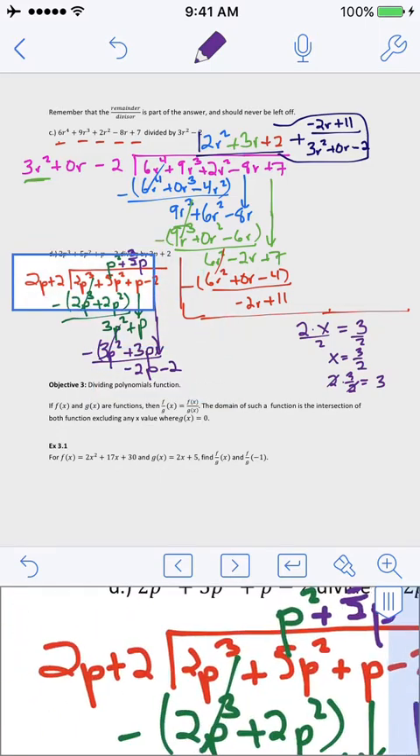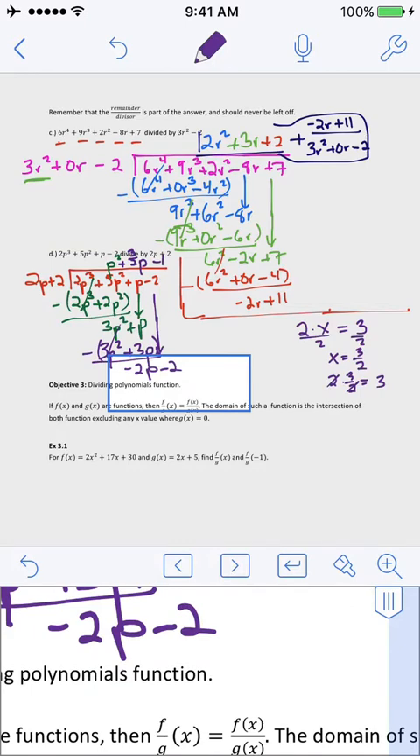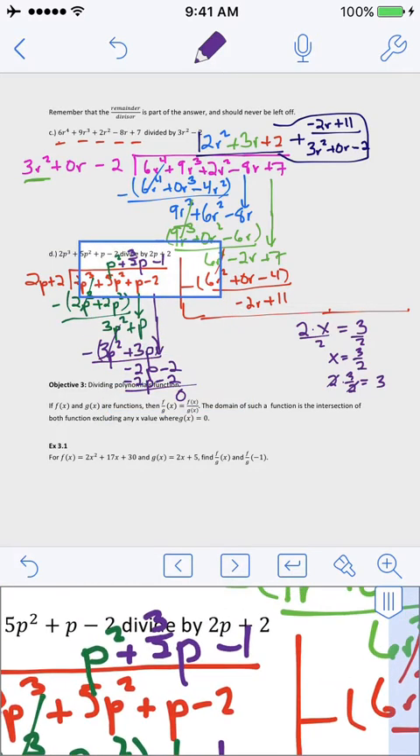Last but not least, how do I get a 2p to a negative 2p? I multiply by negative 1. Multiply both of those, you get negative 2p and minus 2. So a remainder of 0, and there is our quotient.